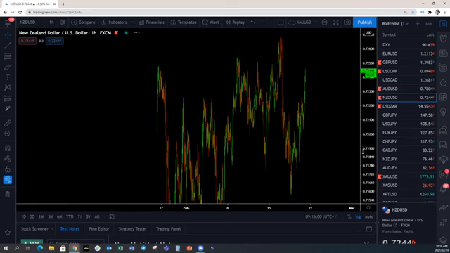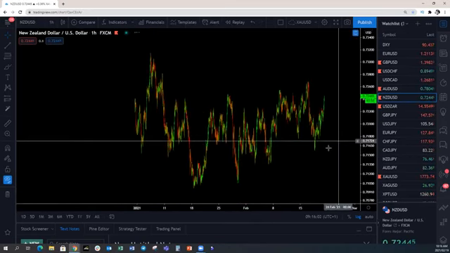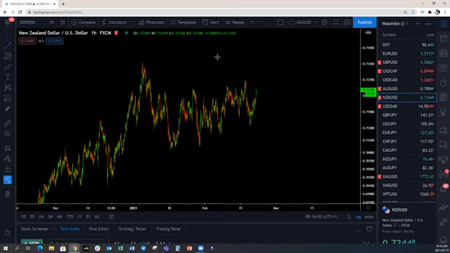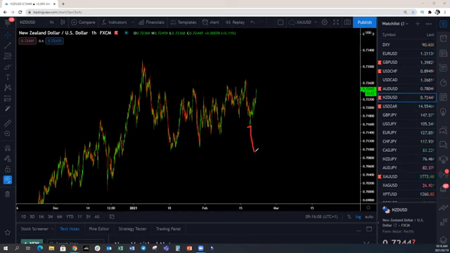New Zealand is the same. So New Zealand, we're actually expecting it to come down to this level. We're expecting it to come down to this level. It did not play out as expected. It's making a push to the upside with the resumption of the US dollar weakness.